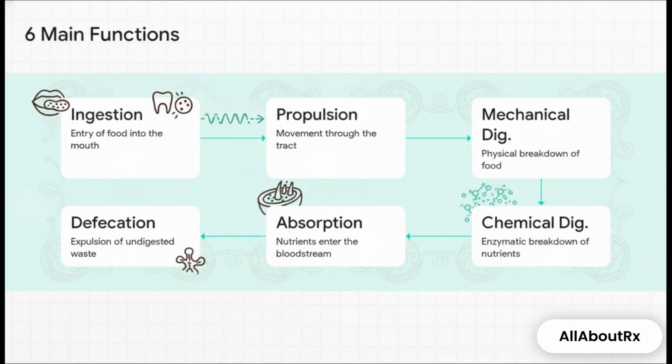Next up is mechanical digestion, the physical chewing and churning. That's immediately followed by chemical digestion, where enzymes step in to break those complex molecules into simple building blocks. Then we hit the ultimate goal, absorption of those nutrients straight into the bloodstream. And finally, defecation, which just gets rid of whatever's left over.